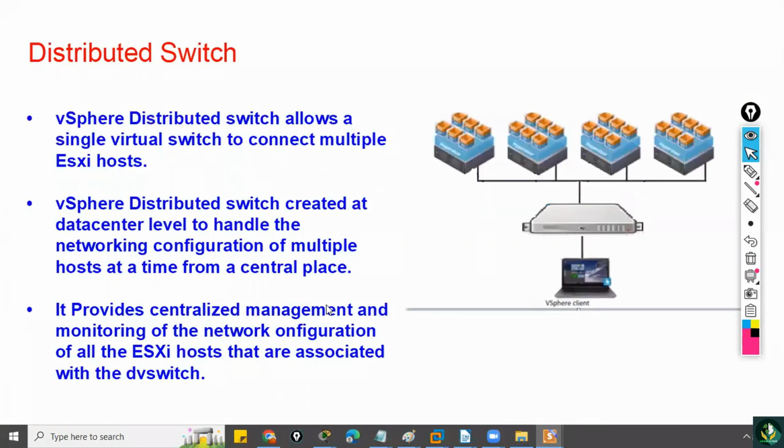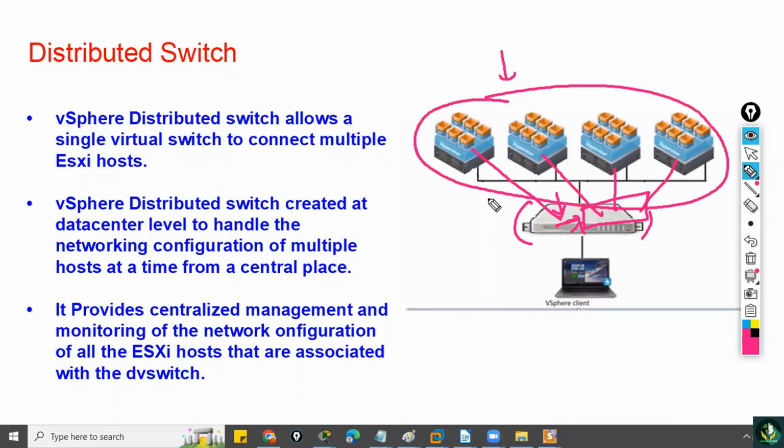So what is the solution? The solution is the distributed switch. What is this distributed switch? Let us try to understand. vSphere distributed switch allows a single virtual switch, which is your distributed switch, to connect multiple ESXi hosts. We have already installed the vCenter server. In this vCenter server, you will create one distributed switch, and you will add all the ESXi hosts. From this distributed switch, you will manage all the ESXi hosts centrally.